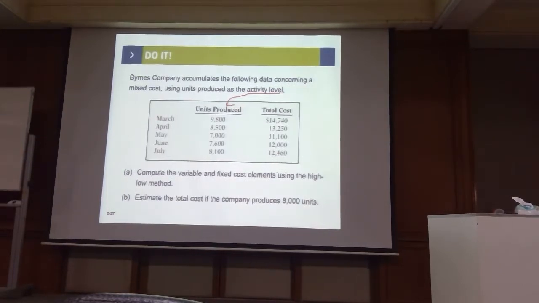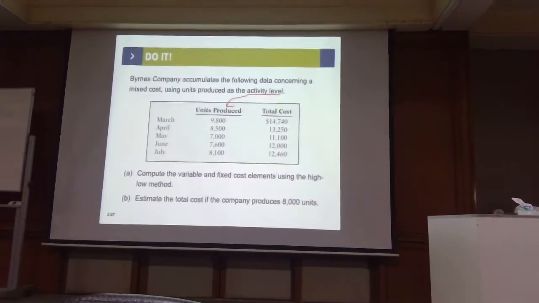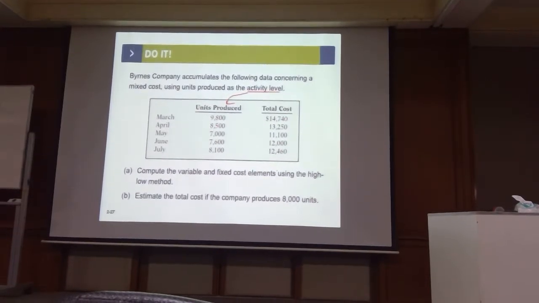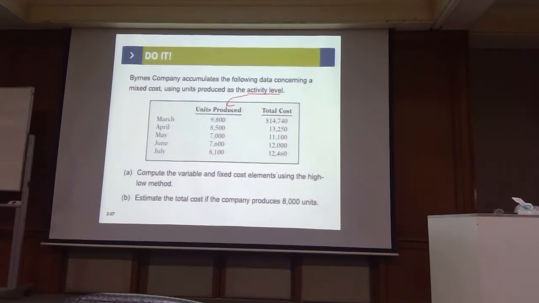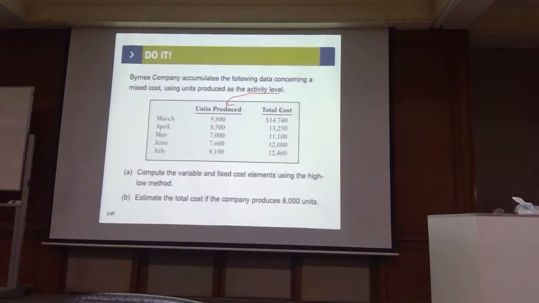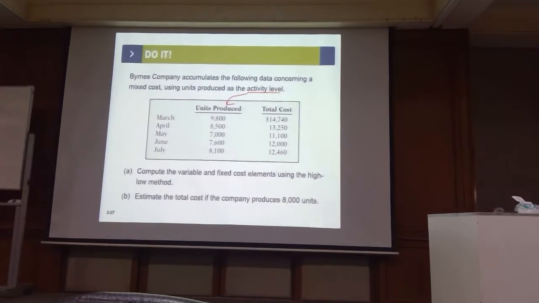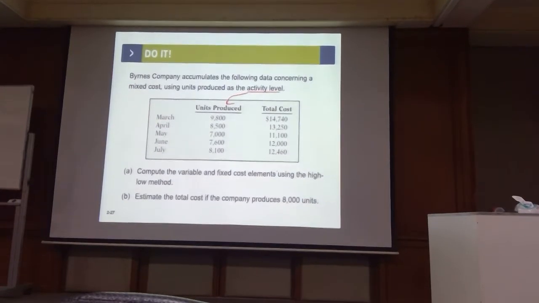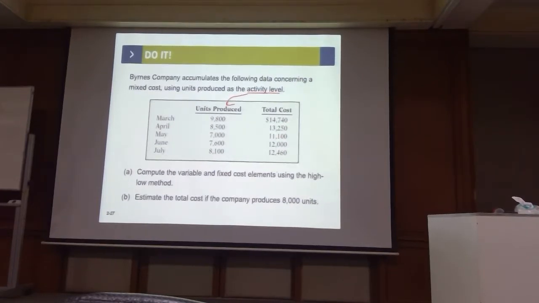As you can see, it cannot be fixed for sure, right? And how about variable cost? Yeah, if we produce more, the total cost tends to be higher, so it can be variable, right? But don't forget to compute per unit, right? After you compute per unit cost, you will know that this cost is mixed for sure, okay? So the information just asks you to compute the variable and the fixed cost element by using the high-low method, okay?